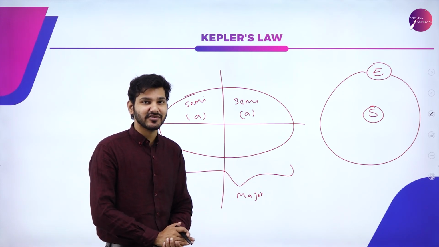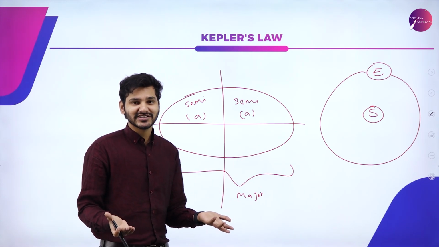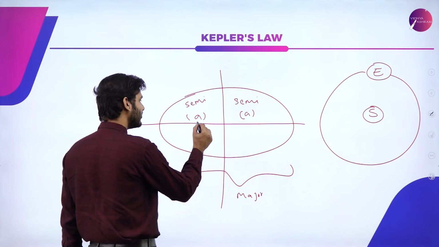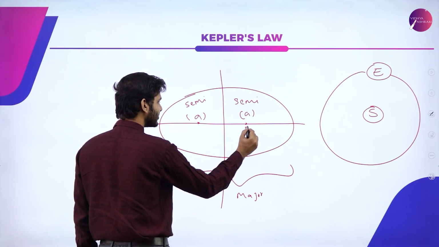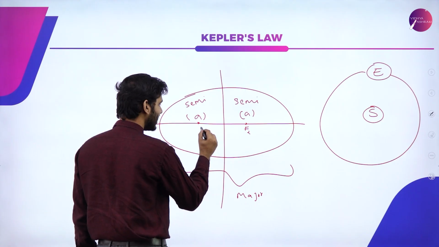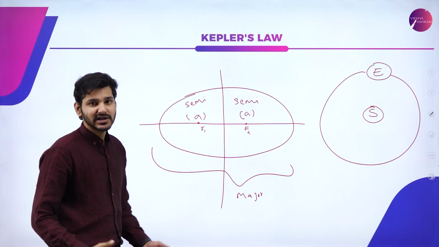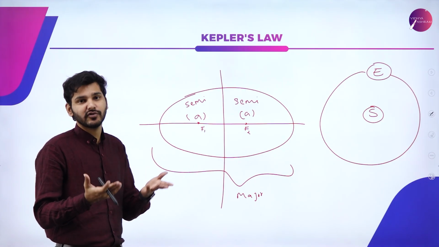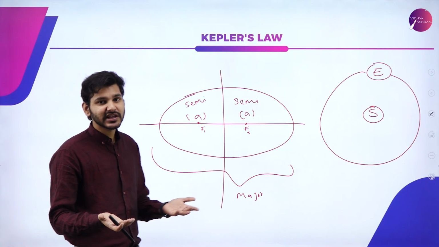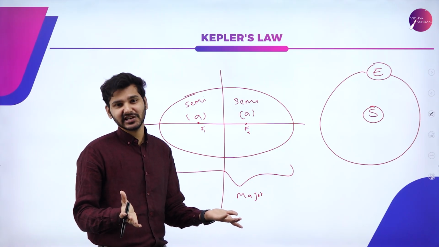I don't have to explain any of that because you have already studied it and you know that there are two focuses, one here, one here. So we have F2 and F1. So it has two foci, right? I don't have to explain any of this because you already know what an ellipse is.